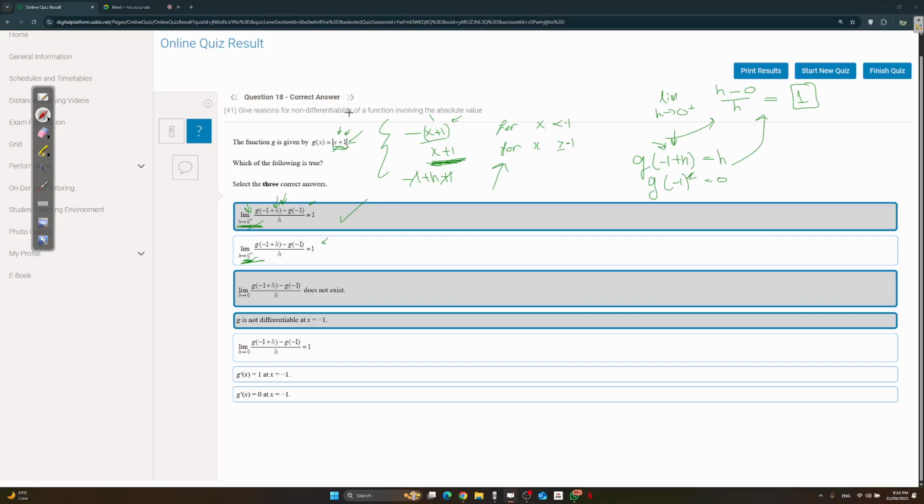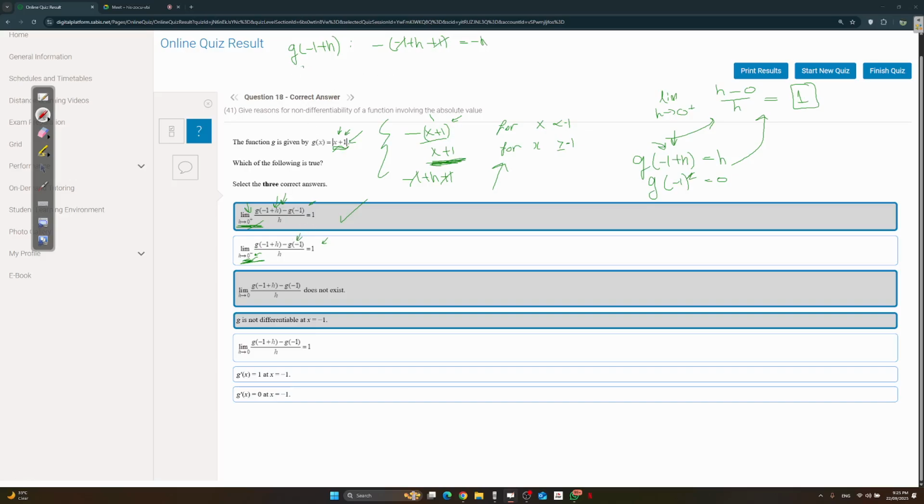Let's try it. G of negative 1 plus h. I'm now talking about what? 0 minus. So which one do I use? The one up or the one down? The one up. So it's going to be negative. Negative 1 plus h. So instead of x, I put negative 1 plus h plus 1. Cancel, cancel. You're going to get negative h.